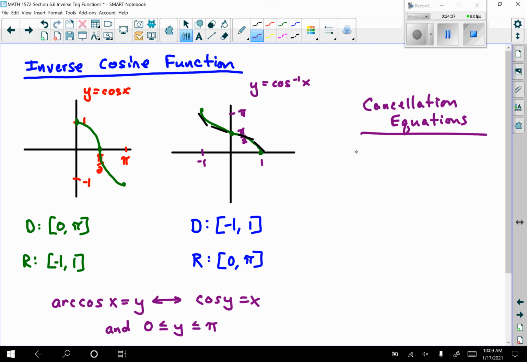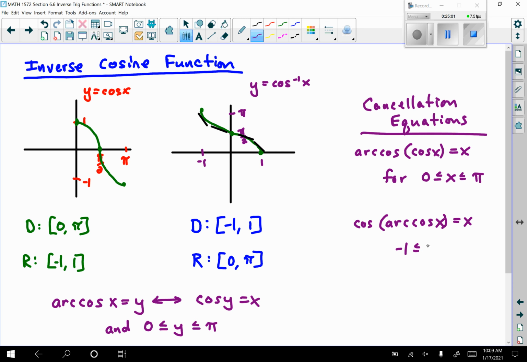All right, so cancellation equations, we'll have arc cosine of cosine x is going to equal x for all x values in between 0 and pi. And then cosine of arc cosine x is going to equal x for all x values between -1 to 1.